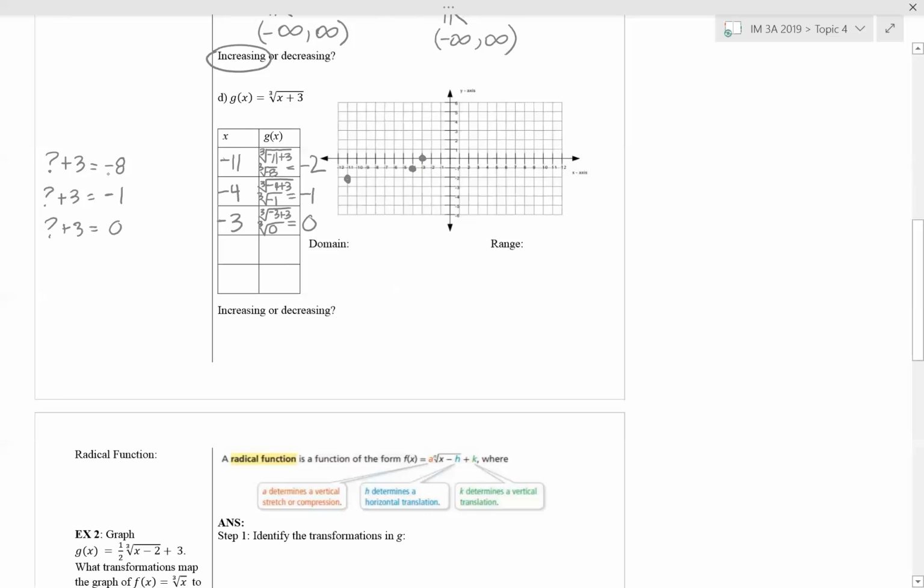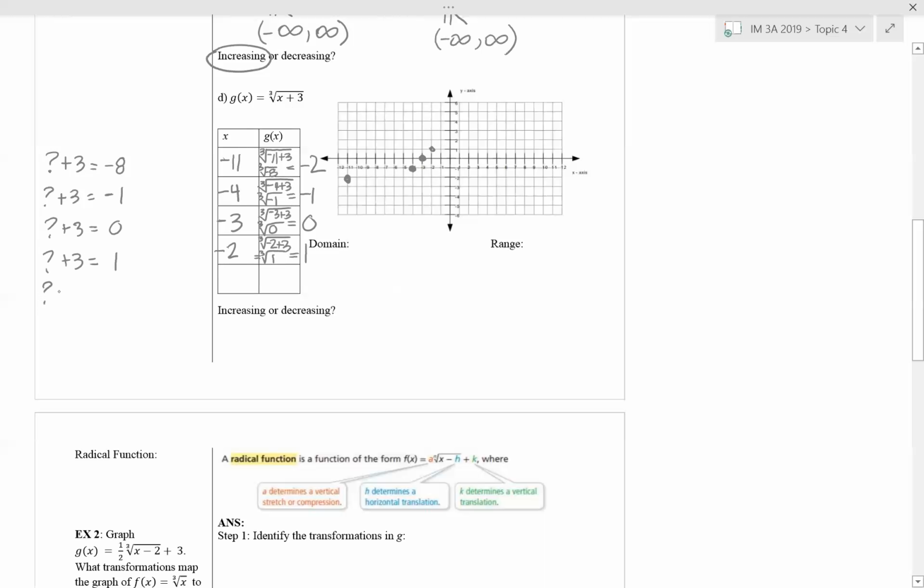And then for the next one, we want a positive 1. So we want to know what number plus 3 is going to give us 1. And so that number is going to be -2. So the cube root of -2 plus 3 is equivalent to the cube root of 1, which is 1. So our next point is going to be -2, positive 1.